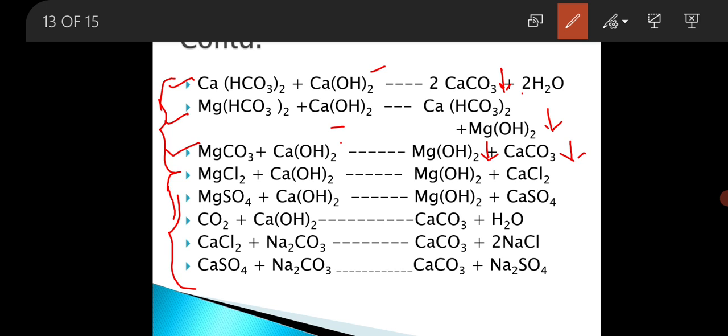See, this one is MgCl2. This one is the non-carbonate hardness of magnesium. When this reacts with lime, it will form Mg(OH)2, which is insoluble, and in addition to that CaCl2, which is again a non-carbonate hardness of calcium.